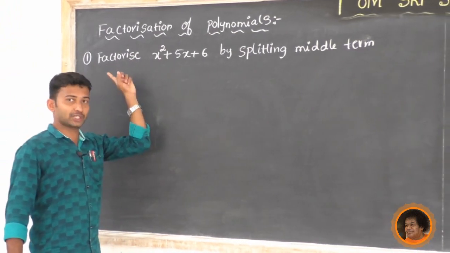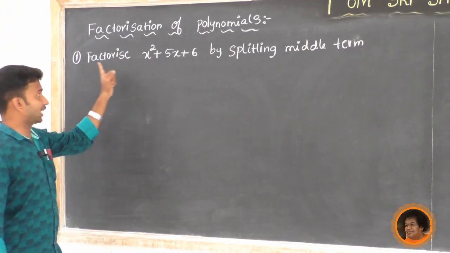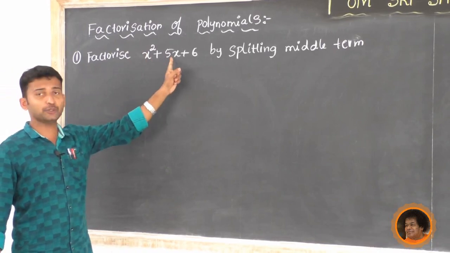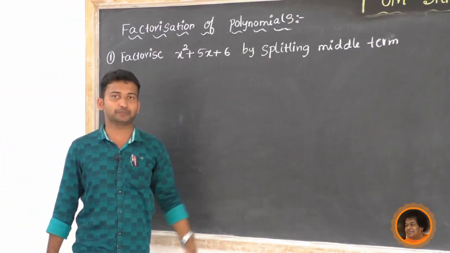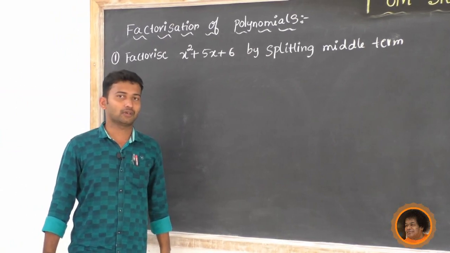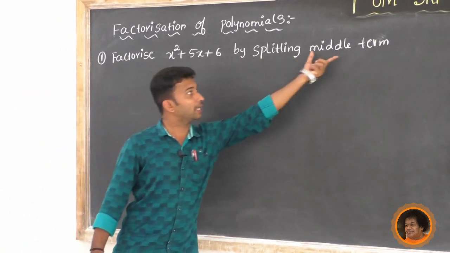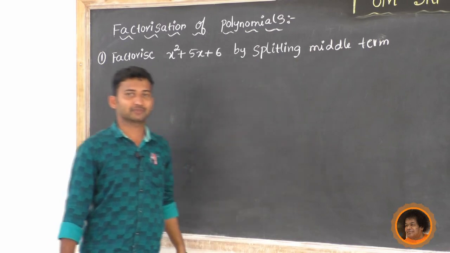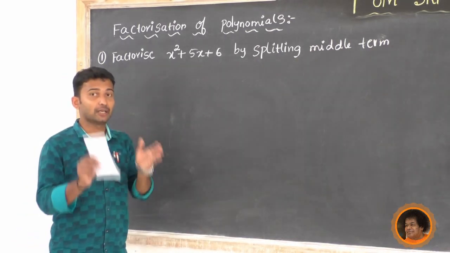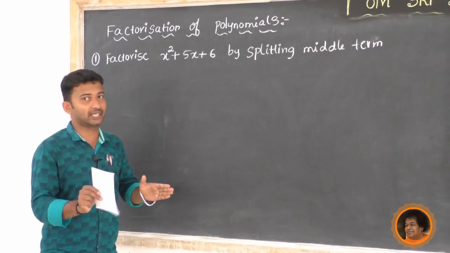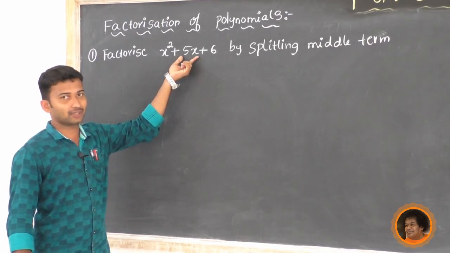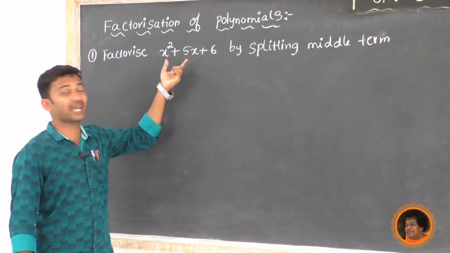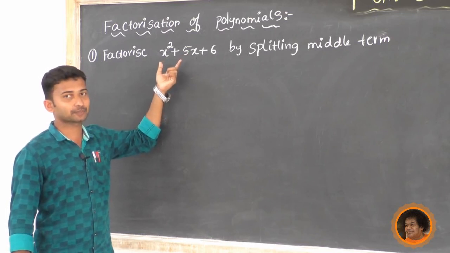And the first question is, factorize x square plus 5x plus 6 by splitting middle term. What do you mean by splitting middle term? Yes, we have to split the middle term of the polynomial, that is 5x. To solve the problem, I have to explain several things here.